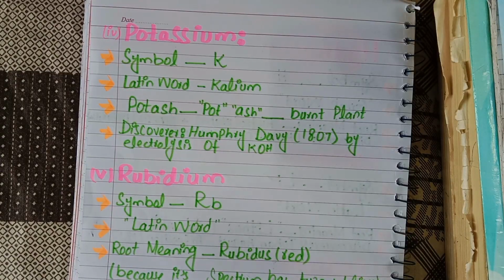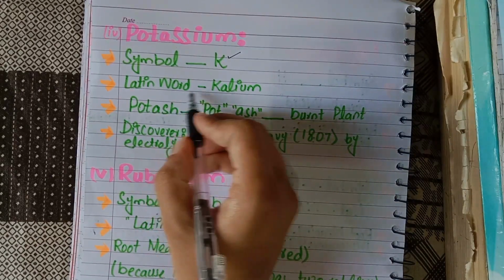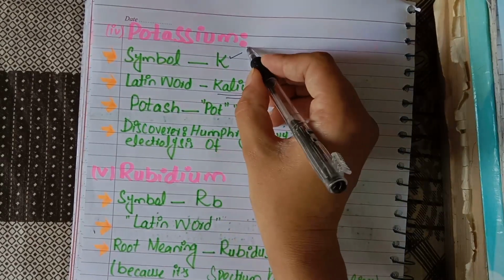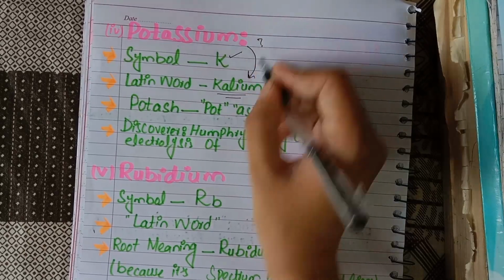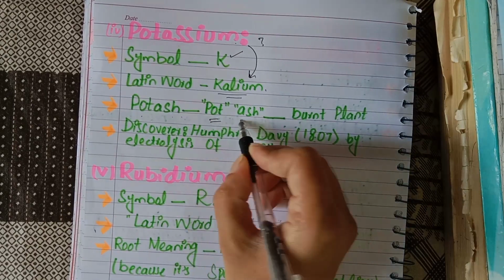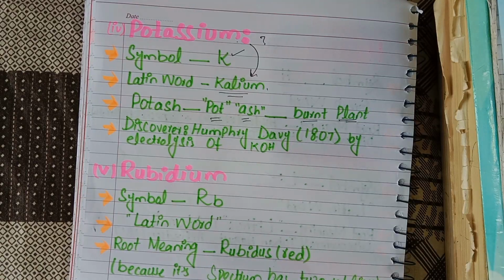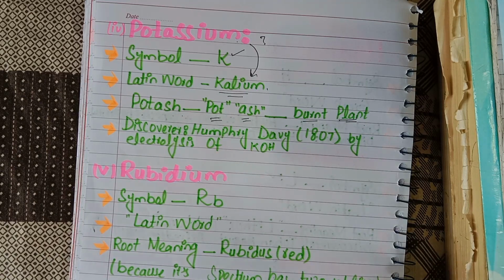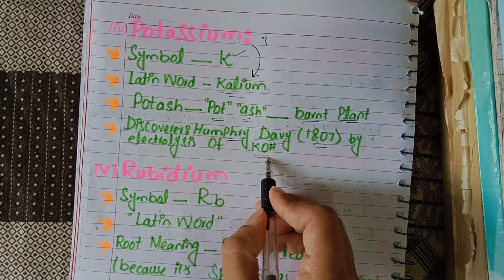The next element is potassium, and the symbol for this element is K, which is derived from its Latin word kalium. It means that potassium in Latin is termed kalium. Now the question is, why do we call this potassium? Basically the term potassium is derived from the term potash. Potash means plant ash or burnt plants. Because this element was found in excess amount in burnt plants or plant ash, that's why this element is termed potassium, and it was discovered by Humphry Davy in 1807 by electrolysis of potassium hydroxide.